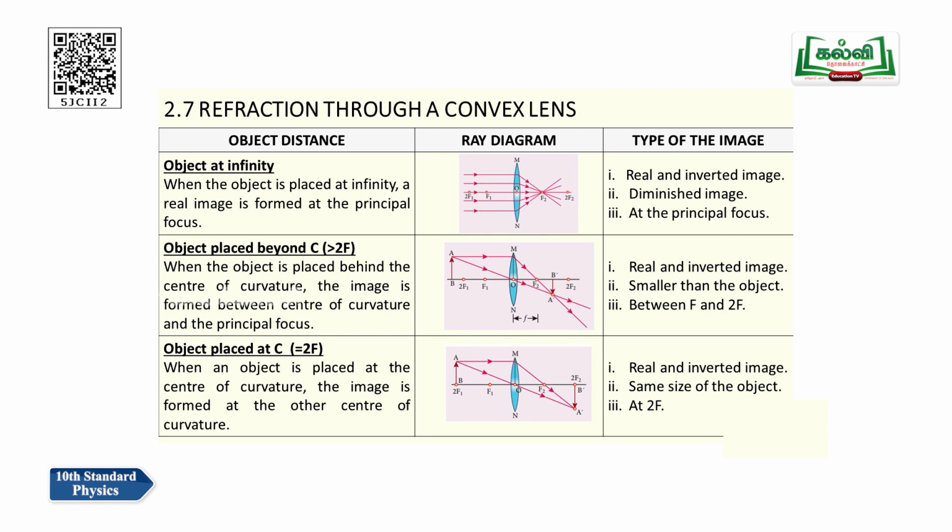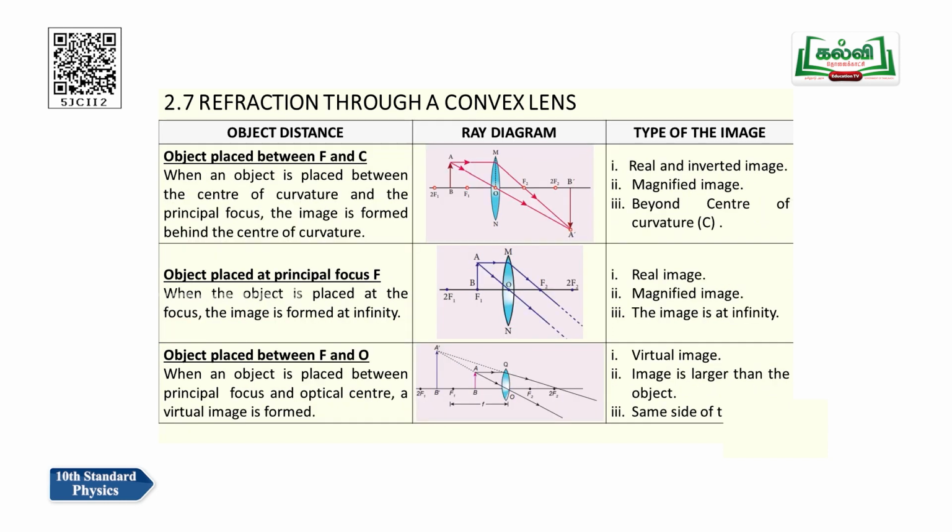The object placed at C, that is, at the center of curvature. When an object is placed at the center of curvature, what are the two rules we follow? A ray parallel to the principal axis and a ray passing through the optic center. The image is formed at the other center of curvature, on the other side of the lens. What kind of image do we get? A real and inverted image, the same size as the object. You see the height of the object and the height of the image: AB is the object and A dash B dash is the image, the same size as the object. Where do we get the image? We get the image at 2f. Okay, are you clear now?